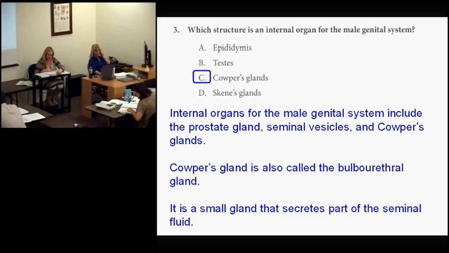I don't see Cowper's gland in there, though. Let's see, does it show the bulbourethral gland? No, it doesn't. Okay, so that's one of your homework assignments: look it up on the internet and find out where you're supposed to write that. But put somewhere Cowper's gland equals bulbourethral gland. And if you write it on that page, you'll get it right. And the Cowper's gland secretes part of the seminal fluid.